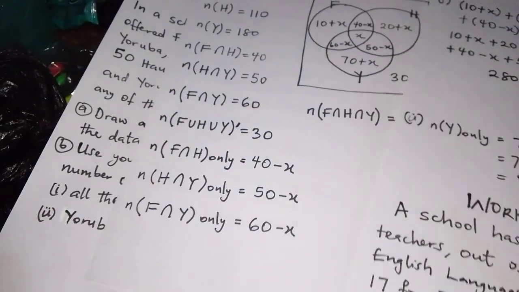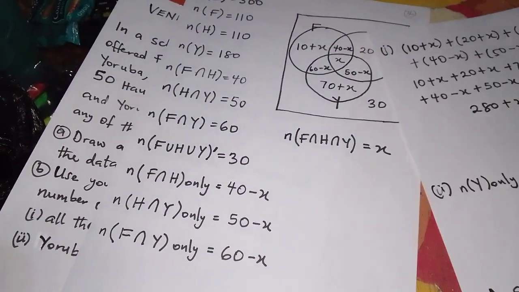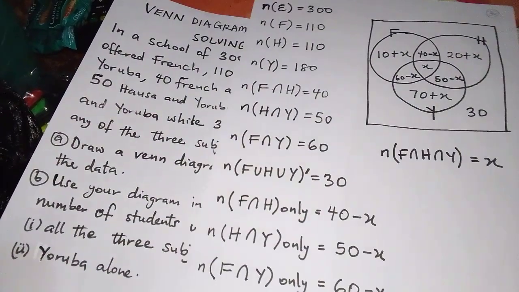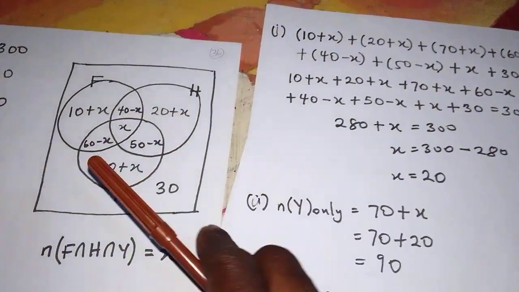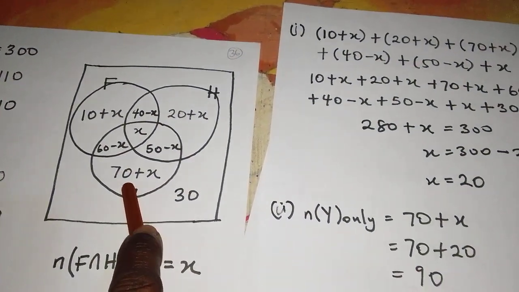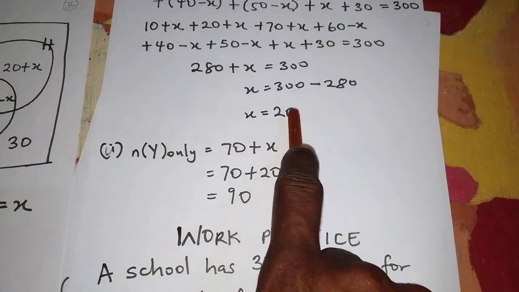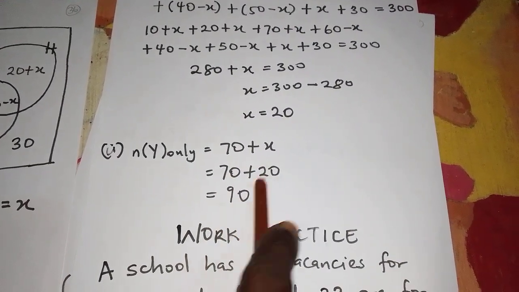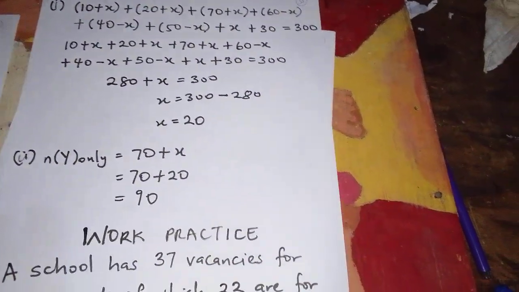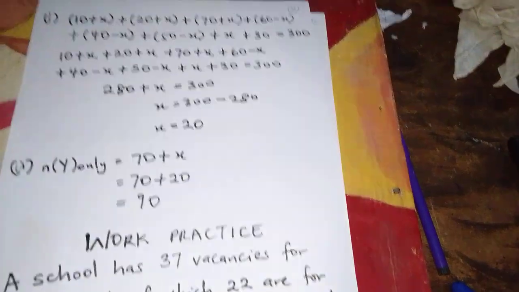Then the last part says, how many students like Yoruba only? How many students like Yoruba only? So to know the number of students that like Yoruba only, those that like Yoruba only is represented by 70 plus x. 70 plus x. Since you've got the value for x, which is 20, 70 plus 20 will give us 90. So 90 students will like Yoruba only.